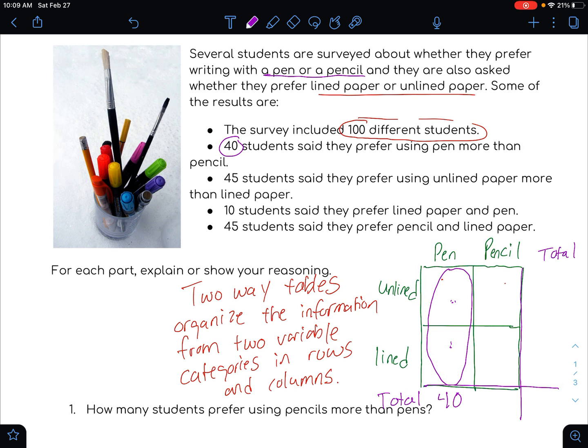And then it says that 45 students said that they prefer using unlined paper more than lined paper. So if we think about that one, that's really that these two together are our unlined paper. So that's going to total up to 45. We're not sure of those unlined paper people if they prefer pen or pencil. It doesn't tell us in that, but we know that there are 45 of them that are unlined. So we can start to fill in some information here.